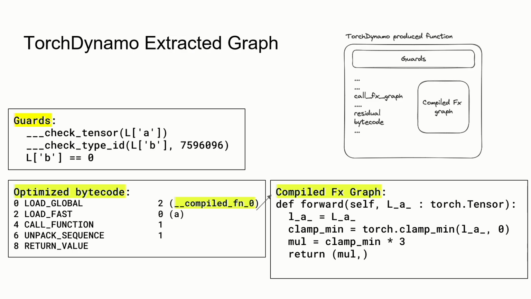And the optimized bytecode, instead of the original Python bytecode, again we're invoking this compiled FX graph. And if you look at the FX graph, just take a note of it, we're calling the top level Torch API.